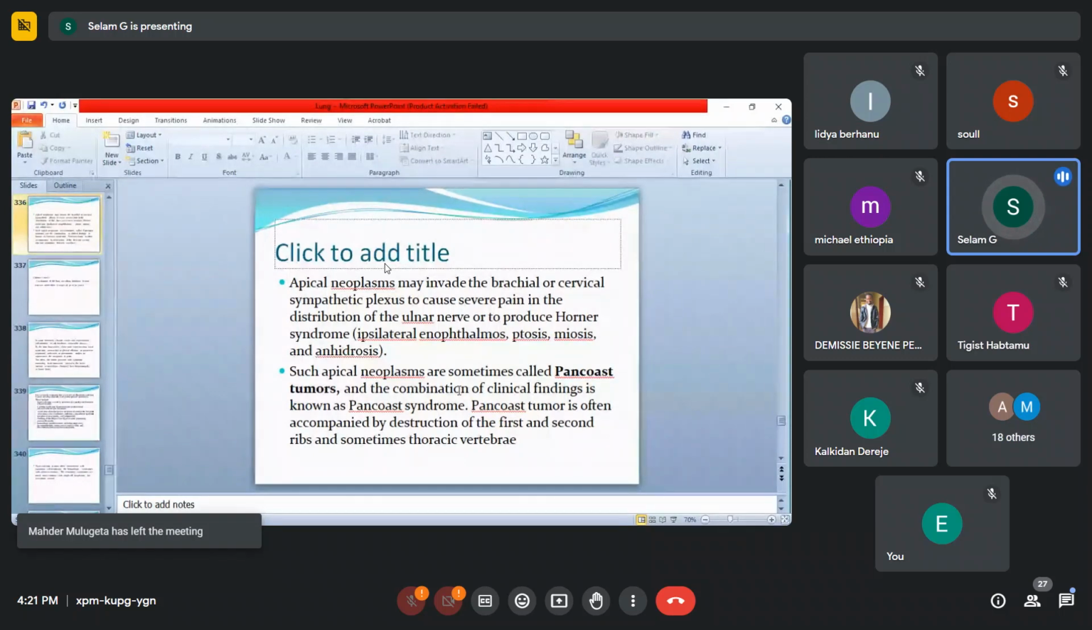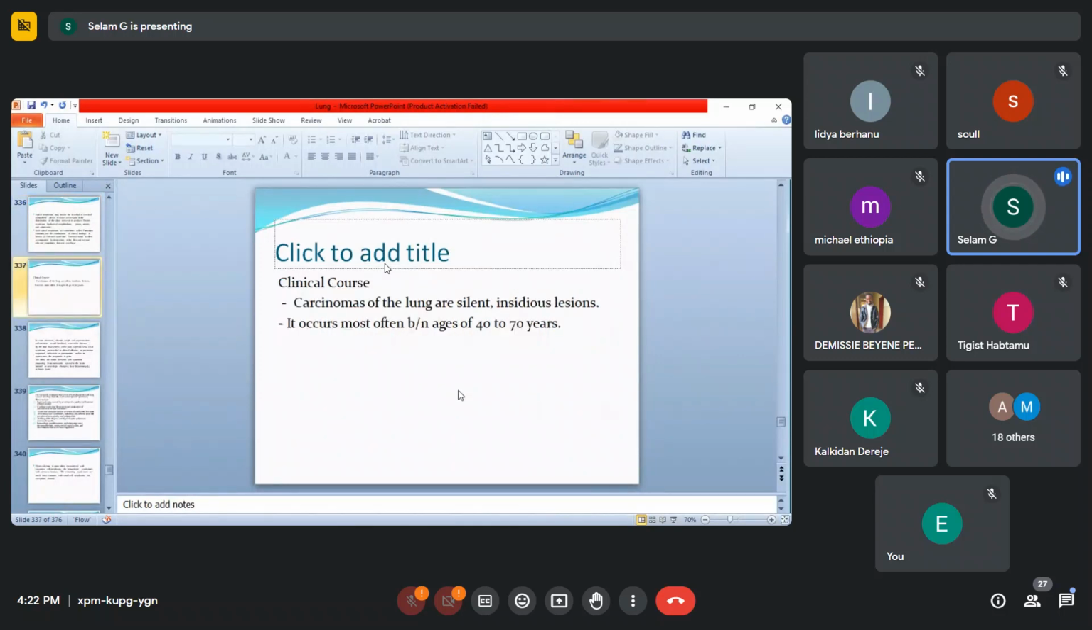Such apical neoplasms are sometimes called Pancoast tumor, and the combination of clinical findings is known as Pancoast syndrome. So Pancoast tumor is often accompanied by destruction of the first and second ribs and sometimes thoracic vertebrae. So all this is important to have a great suspicion of what you are dealing with. Patients may come to you saying, my left eyelid just drooped, or I cannot sweat on this side. There is sweat on the other side, but this side of my face is not having any sweat. So you should know what to look for.